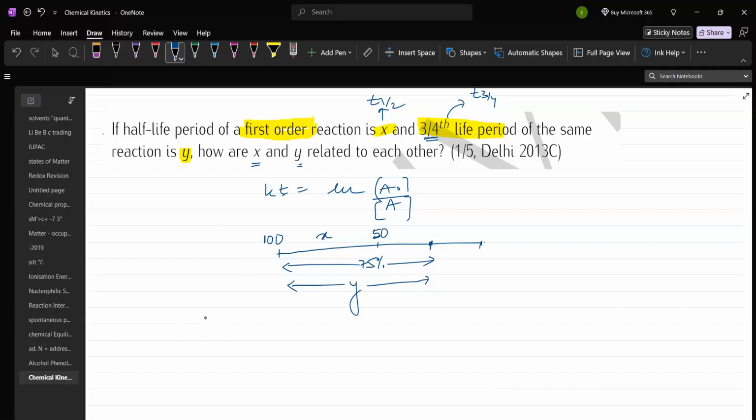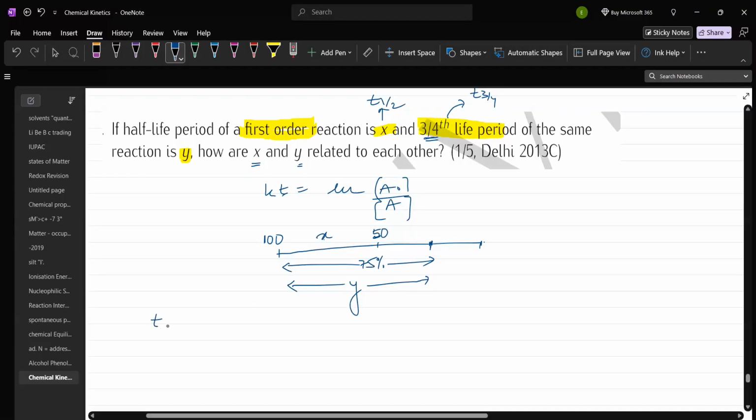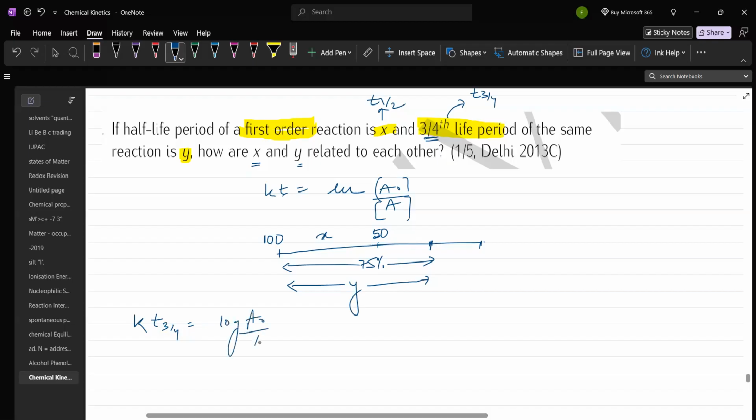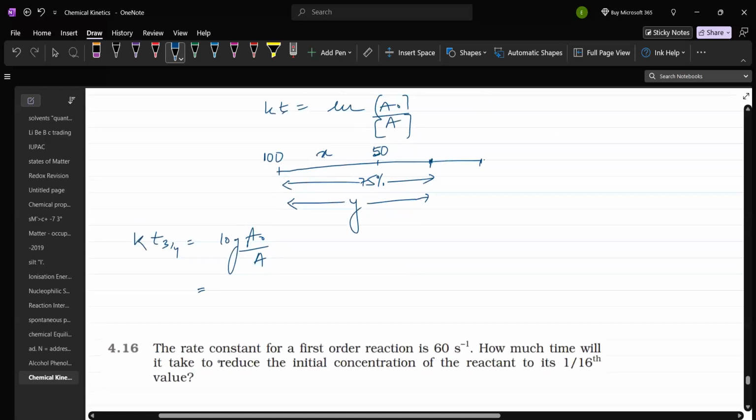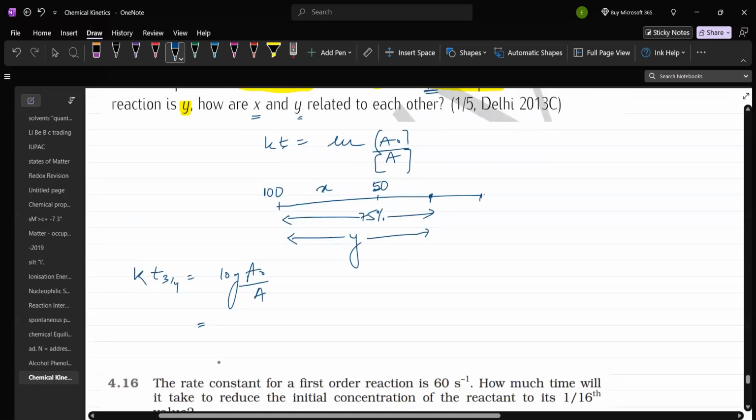Zaina, your answer is correct. So let's try to solve this question. For T 3/4, I think you have no problem with T half, right? No, sir. So let's see kt for 3/4. kt is equal to log of A naught upon A. What value have you put in place of A?